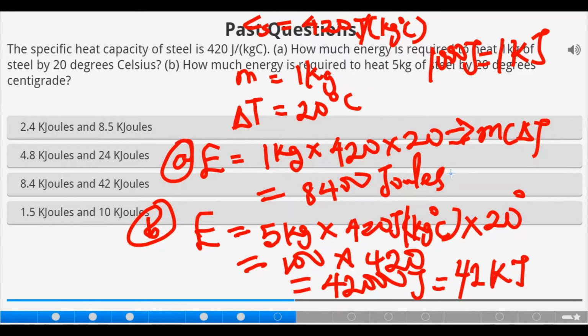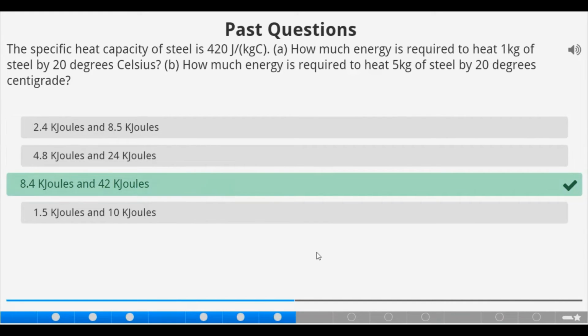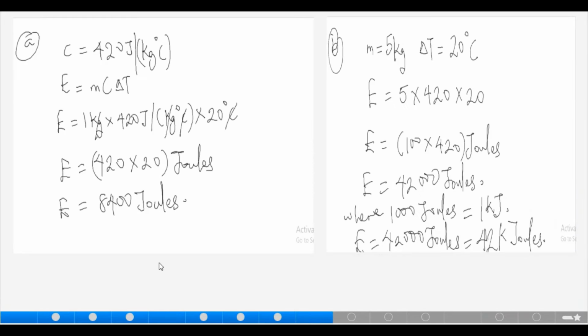42 kilojoules. And this now, 8,400 joules is equivalent to what? 8.4 kilojoules. So A is 8.4 kilojoules and B is 42 kilojoules. So I can see the option now. Let's pick it and check. That's correct. I've also made preparation for the step-by-step process by which the answers were obtained. You can check on it in a few seconds also. That is from question A and question B, as you can see.